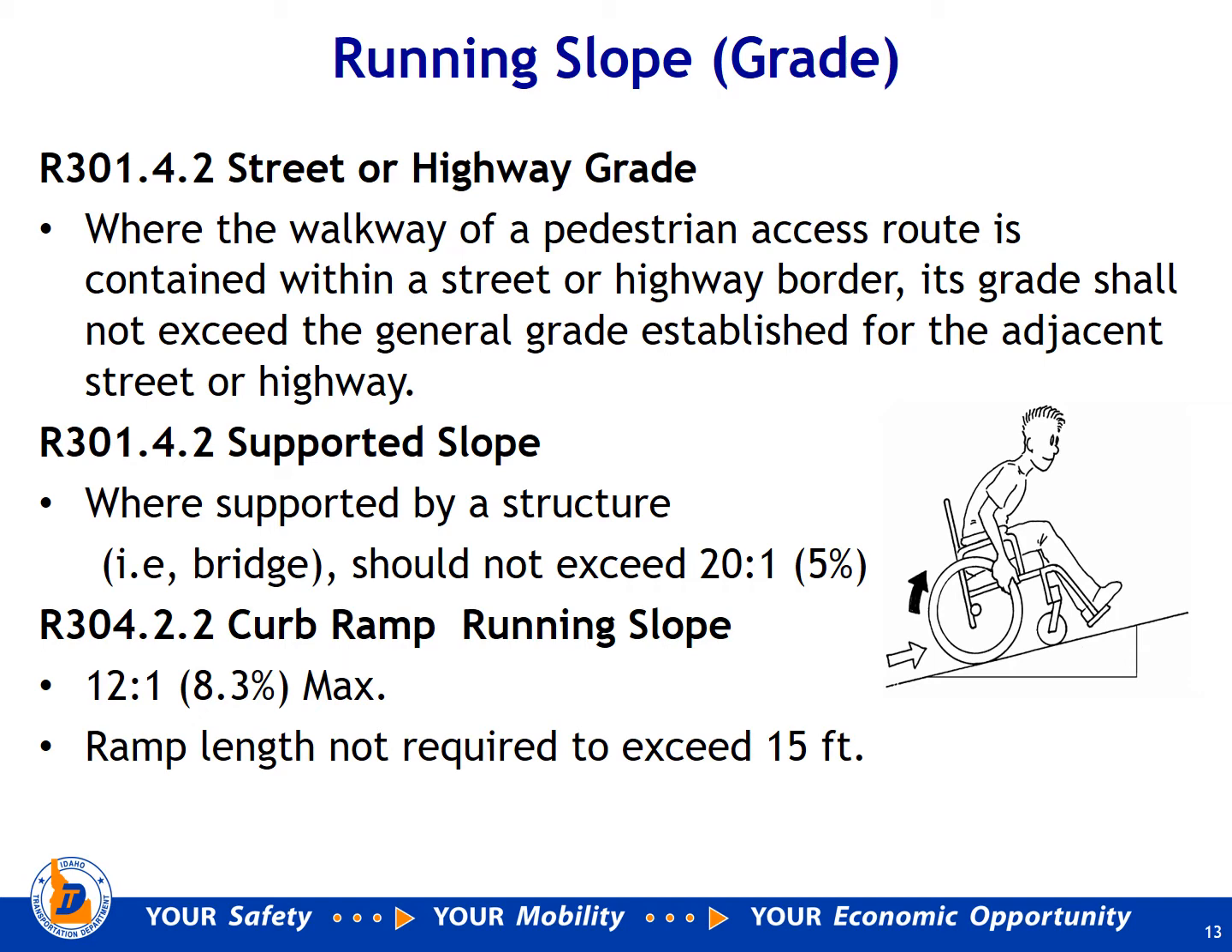Also, where the pedestrian access route is supported by a structure, such as a bridge, the grade should not exceed 5% in new construction. R301.4.3, basically, you have control over the slope of the bridge when you design and build it, so you should ensure that the pedestrian access route does not exceed 5%.